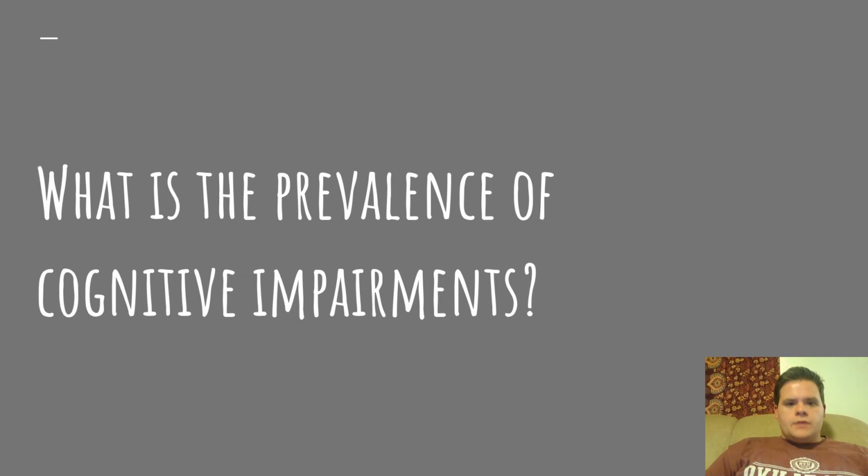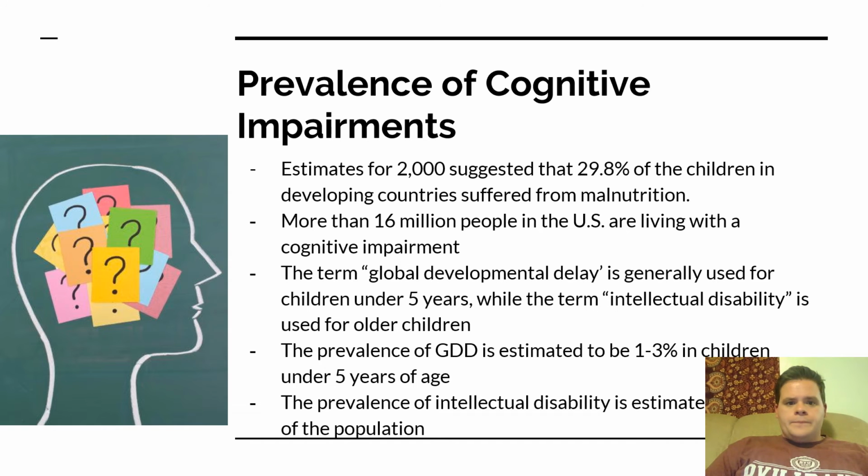Okay, moving on. What is the prevalence of cognitive impairments? There are estimates that suggest 29.8% of the children in developing countries suffer from malnutrition, which can cause cognitive impairments. More than 16 million people in the US are living with a cognitive impairment. The term global developmental delay is generally used for children under 5 years old, while the term intellectual disability is used for older children. The prevalence of global developmental delay is estimated to be 1 to 3% in children under 5 years of age.